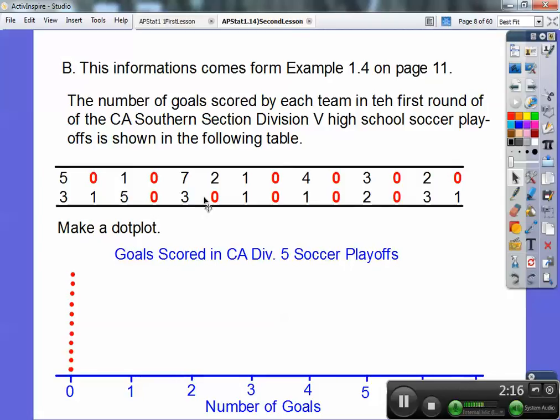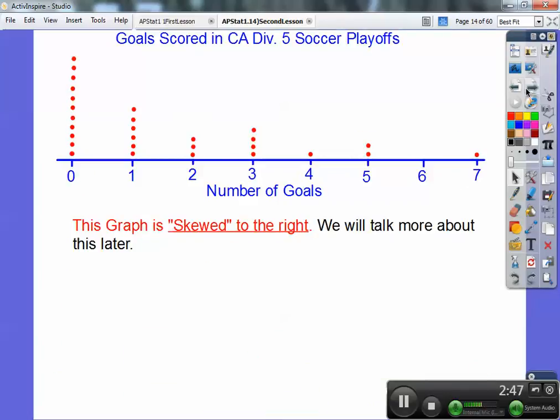Okay, so here's all the zeros. You can see I highlighted them in red. I think there's 11 of them. Okay, so all the ones, I'll highlight those in red next. There's all the ones right there. 1, 2, 3, 4, 5, 6. So there should be 6 dots right here. And then all the 2s, I'll highlight those. And then all the 3s, all the 4s, there's just that 1 four right there. There's 2 fives, there's no 6s, and there's that 1 seven right there. Okay, so that's a dot plot right there. Can you see that? This graph is said to be skewed to the right, and we'll talk more about that later on in this lesson. It's skewed to the right.